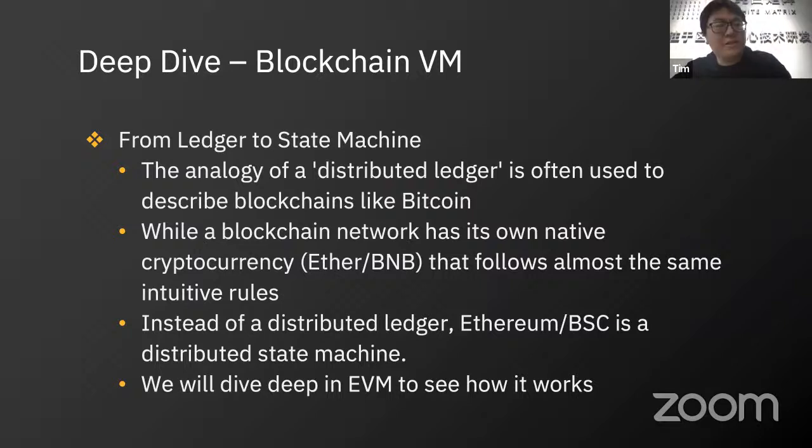So here we can see the difference introduced by the blockchain VM into the blockchain network, right? Before the introduction of the blockchain VM, blockchain was just a shared ledger, but now it becomes a state machine. Every time a transaction is sent to this blockchain VM, it changes the state of the blockchain.